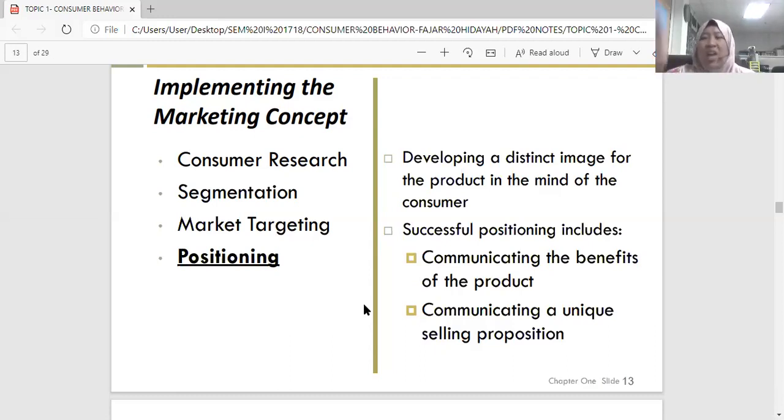And so it is with the alphabet M, right? From far away, the kids remember, oh, that is McDonald's, that is KFC, that is Starbucks, because of the distinct image.